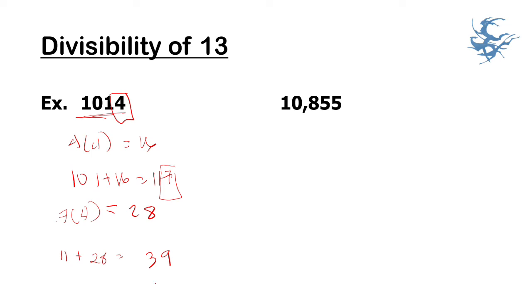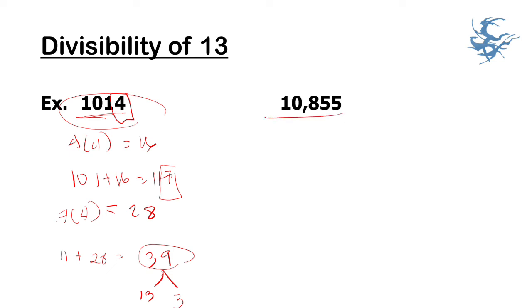Okay? And the factors of 39 are just 13 and 3. If we multiply 13 times 3, it's going to be 39. So, hence, it is a multiple of 13. Since it is a multiple of 13, or divisible by 13, the whole number is divisible by 13. Okay? Now, let's go with our next example.